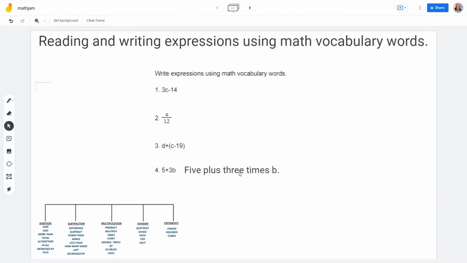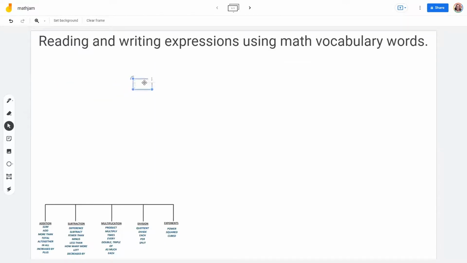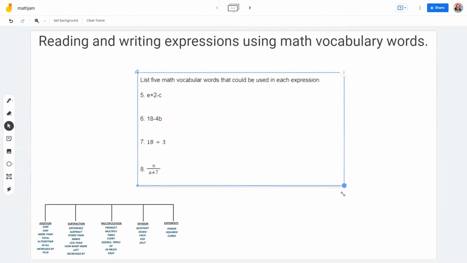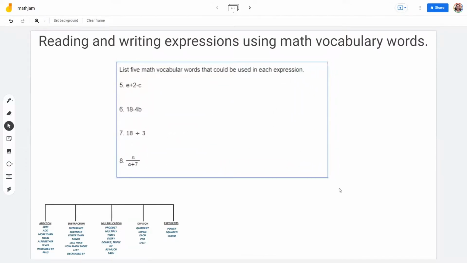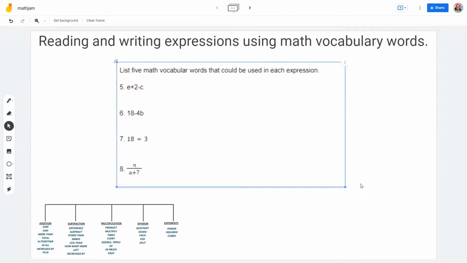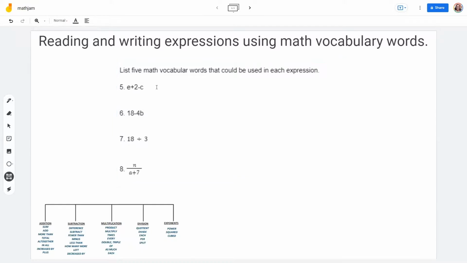All right, let's take a look at the next one. This says list 5 math vocabulary words that could be used in each expression. So in this one, we have E plus 2 minus C. Well, I already see 2 of them: plus and minus. Now we just need to find 3 more words.